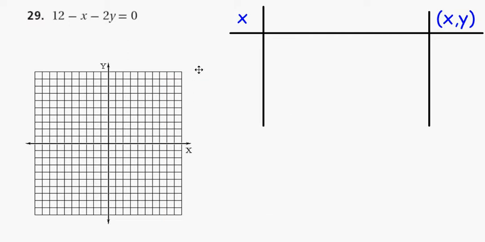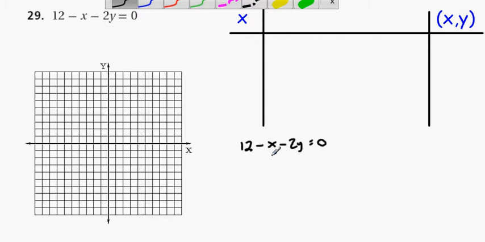Problem 29, again we are asked to graph the function. In order to correctly or efficiently graph this, we need to rewrite the equation so that the variable y is by itself or isolated. So what we need to do is we'll take the original equation, 12 minus x minus 2y equals 0, and I'm going to add 2y to both sides of the equation. That'll get y by itself on one side of the equal sign.